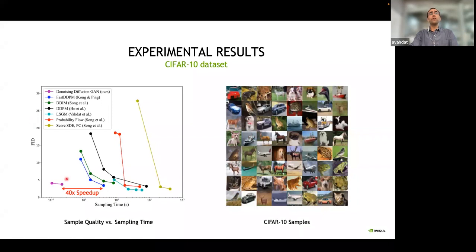And here on the left side, you see the FID, which is a representative of quality, versus sampling time trade-off. Ideally, we want to be here, where we have a low FID, which represents high quality, and low sampling time. And you can see that our framework, shown in purple, actually gets almost 40x speed up compared to some of the fastest diffusion models while having very similar sample quality. And this is basically because we don't need to do many function evaluations when we're denoising. We can just call GAN multiple times.